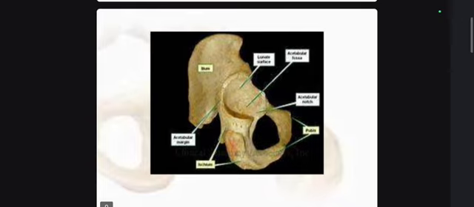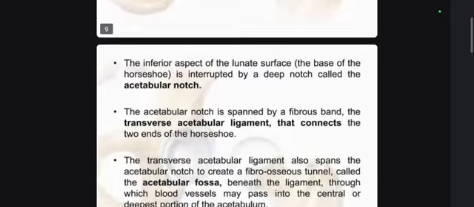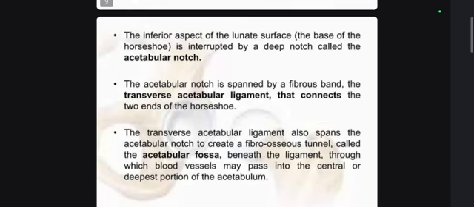This is an image of a hip bone which shows the parts of the hip bone. The inferior aspect of the lunate surface is interrupted by a deep notch called the acetabular notch. The acetabular notch is spanned by a fibrous band, the transverse acetabular ligament that connects the 2 ends of the horseshoe. The transverse acetabular ligament also spans the acetabular notch to create a fibro-osseous tunnel called the acetabular fossa beneath the ligament, through which blood vessels may pass into the central or deepest portions of the acetabulum.